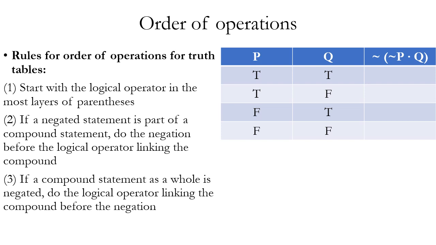The third rule can also be helpful. If a compound statement as a whole is negated, do the logical operator linking the compound before the negation. This rule also comes up in this particular example because outside the parentheses is another negation. Basically, before we can compute the truth value of the negation outside the parentheses, we have to compute the truth value of the main operator in the parentheses, which is the dot. Before we can compute the truth value of the dot inside the parentheses, we have to figure out the truth value of the tilde because that negates one of the conjuncts of that dot, or conjunction.